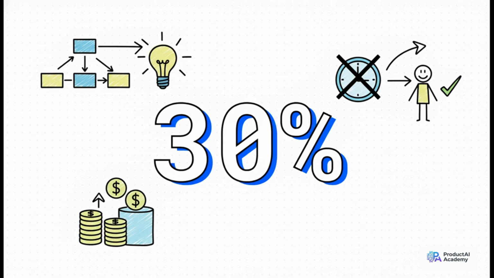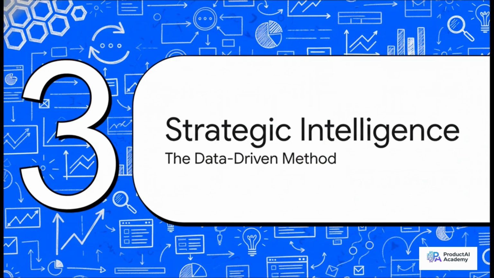We're talking about millions of dollars in saved operational costs. That is the hard ROI of information architecture. So how do we actually get there? Well, it's not through guesswork, that's for sure. You need a data-driven methodology. So let's get into the strategic intelligence approach and see how to build a real foundation for success.